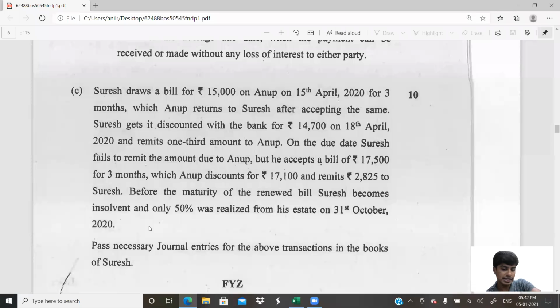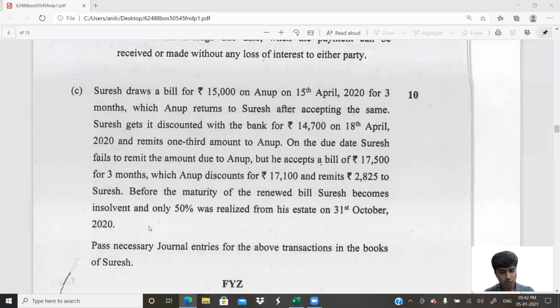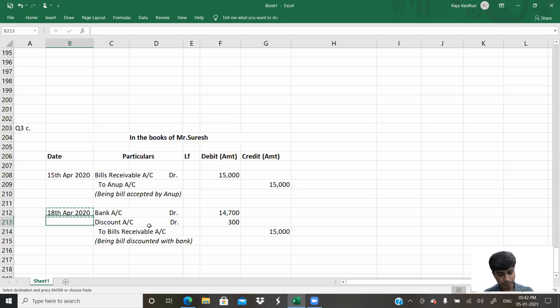Yeah, let's read the question. We're in the fourth line, and remits 1/3 of the amount to Anup. So out of this 14,700, 1/3 is being shared to Anup. You get that? So they have not given the date. Have they given the date? No, I'll assume it to be on the same date. What is happening? Money is being paid to Anup. So when it is paid to Anup, I'll write Anup account debit. How much is paid? 1/3.